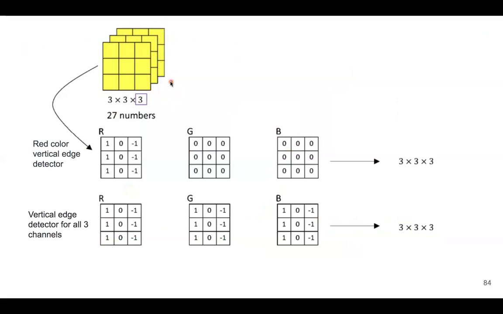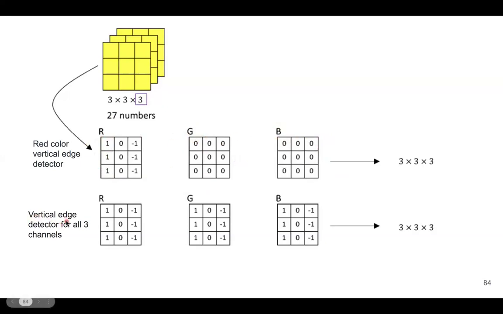Now, let's say you want your network to learn how to detect a vertical edge for the red color only, and you do not care about green and blue. Then you can choose this filter as your first layer for red and all zeros for green and blue. This is, I would say, a rather rare choice. Generally, this is not done this way, but it is a possibility that one can choose.